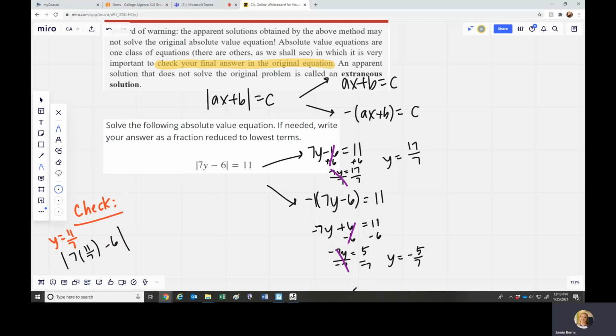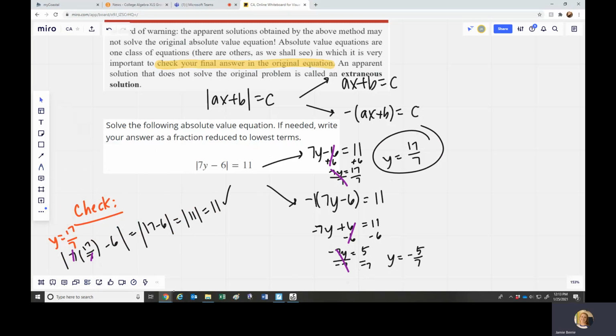Oh, look, I wrote it down wrong. It's supposed to be 17 over 7. My bad, you guys. Let me rewrite it. Absolute value of 7 times 17 over 7 minus 6. The 7 in the numerator cancels with the 7 in the denominator. Then you have absolute value of 17 minus 6. 17 minus 6 is 11. Absolute value of 11 is 11. So that one works. So this is definitely one of our answers.